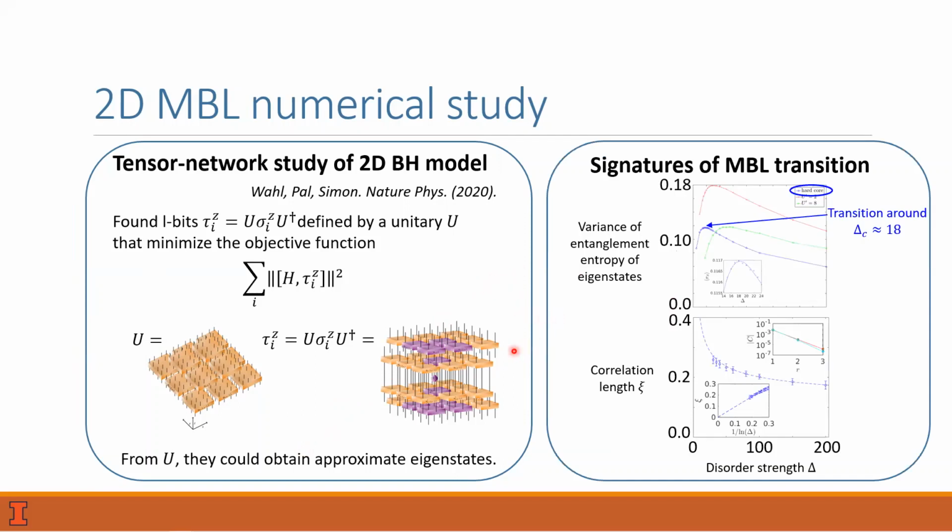Using this numerical method, they can measure various properties of, for example, the eigenstates. They could look at the entanglement entropies and look at the variance of it, and they saw that it peaked at some disorder strength. This, as well as other signatures that they measured, indicated that the transition happened around a disorder strength of 18 in this model, for a particular type of Bose-Hubbard model in the limit of hardcore Bose-Hubbard model, which means there can only be one boson on each lattice site.